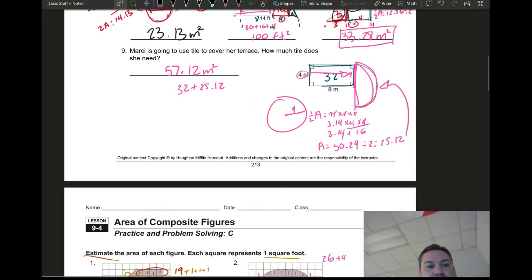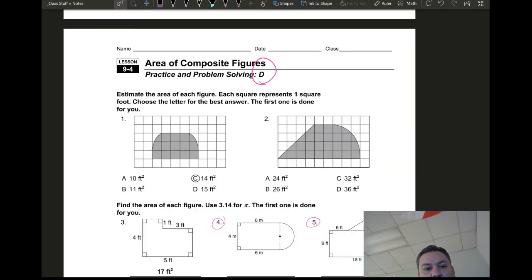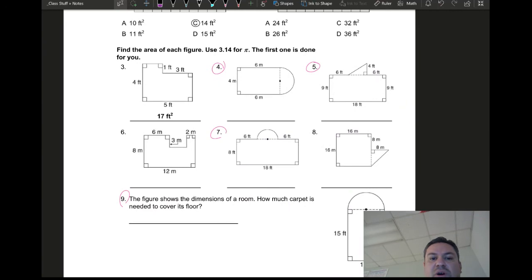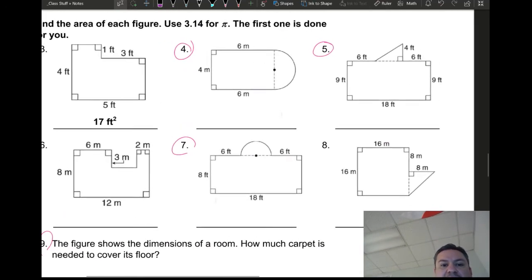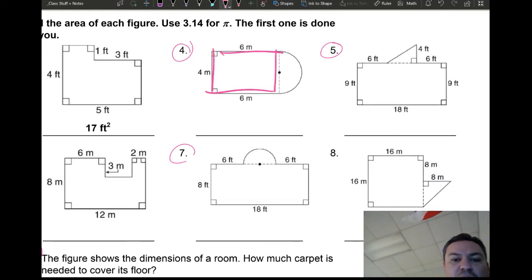Now on the other page, you had to do only, not all of them. You only have to do 4, 5, 7, and 9. So let's go ahead and do those. And they're very similar. Number 4, you have a semicircle and a rectangle. Rectangle, easy, 6 by 4, which is 24.